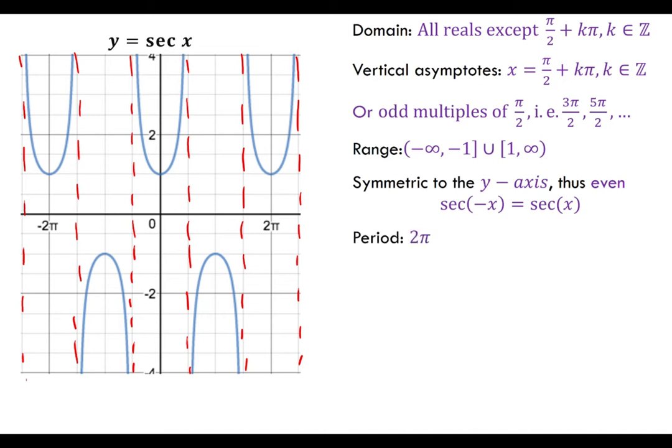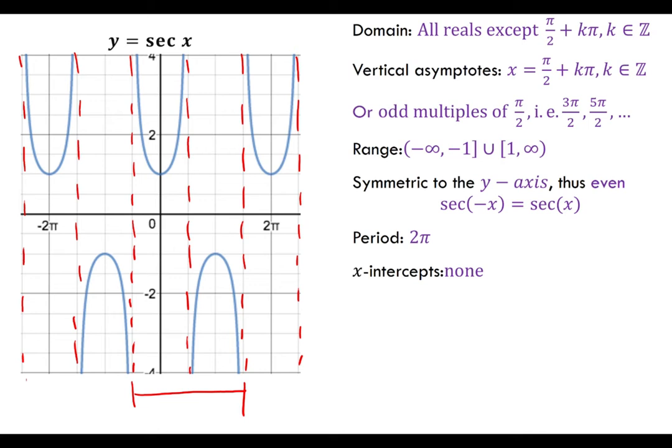Our period, again, is 2 pi, right? Somehow or another, you've got to measure a complete cycle that you could copy and paste that amount, and you would get the exact same picture. We do not have any x-intercepts for the secant function, just like cosecant.